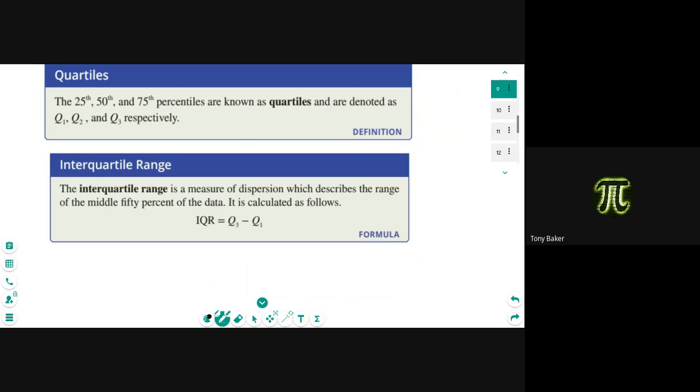So your 25th is Q1. Your 50th is Q2, which is also typically known as your median. And your 75th is Q3.